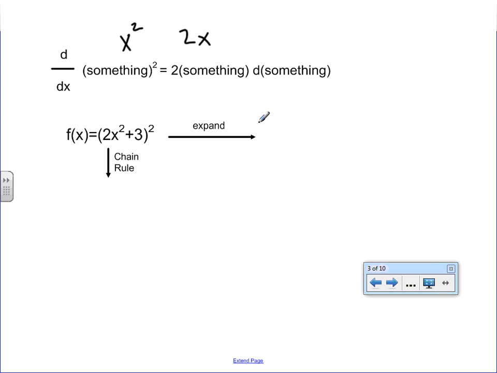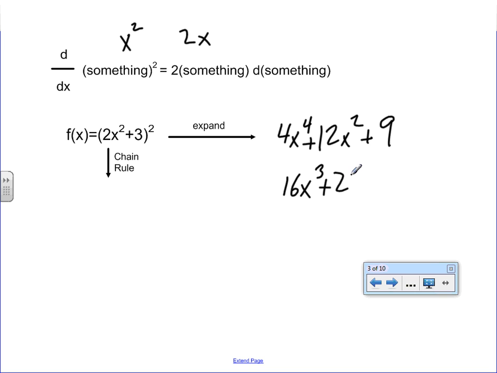First let's expand that, and then we'll go with the derivative this way. I'm going to go the fast way. The first thing squared is 4x to the 4th. The last thing squared is 9. Multiply those together, 6x squared, and double it for the middle, 12x squared. Take the derivative, and I end up with 16x to the 3rd plus 24x. That's it, right? Now let's go to the chain rule method.